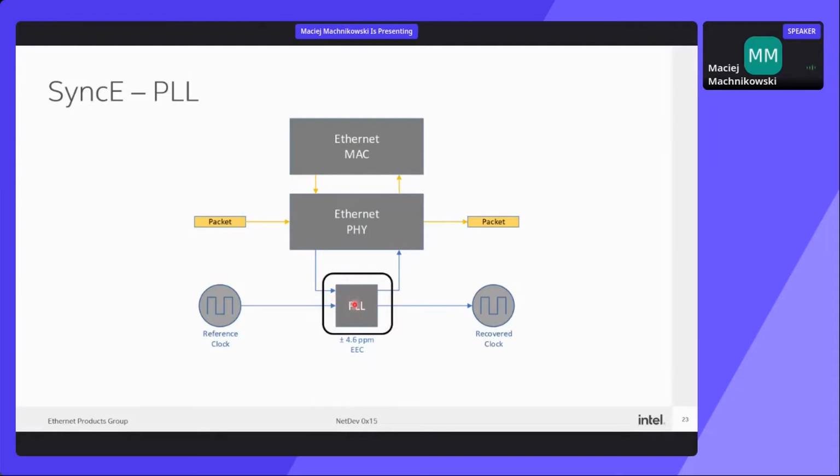So the PLL of the device can either be tuned to the external reference clock or to the recovered clock that goes out of the PHY. And this PLL will generate the clock at which the Ethernet PHY will transmit the packets to the next device. Also, this PLL can be used to, for example, generate the recovered clock that can be used by other devices like radio units or other similar devices.